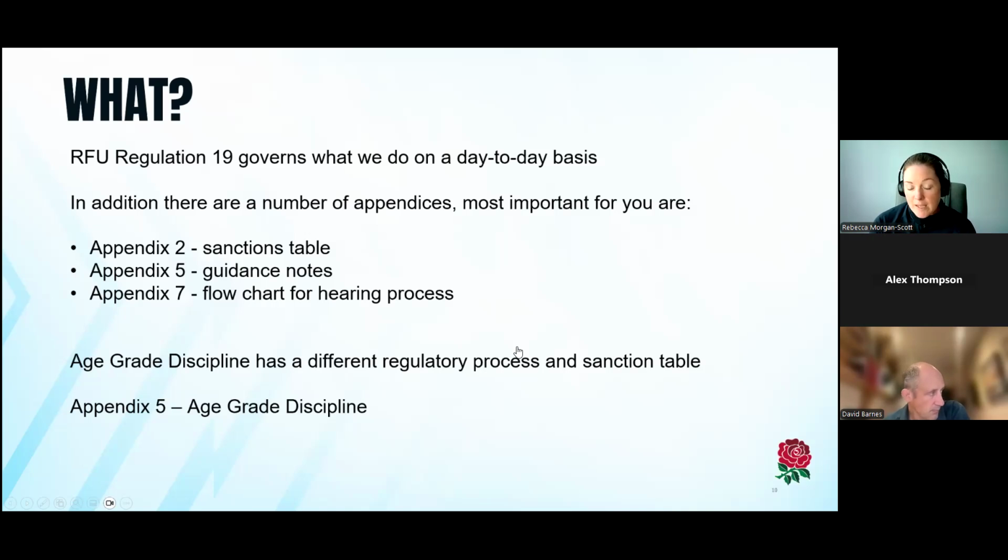Age grade rugby, age grade discipline has a slightly different regulatory process and sanction table. It follows a similar framework, but the sanction entry points are slightly different. They're obviously tailored to meet the ages of the players, and the regulatory process is also tailored slightly differently as well. Appendix 5 is the age grade discipline regulation. So if anybody here is dealing with age grade only, then that would be the appendix that you would need to look at for that.